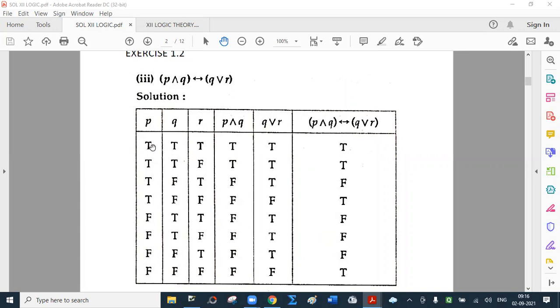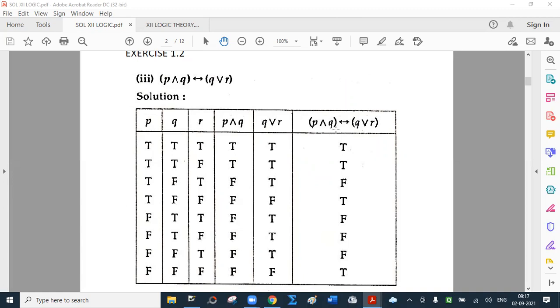Now P and Q as usual, true and true is true, then true and false. Rather this is P and Q, okay? So true and true is true, true and true is true, true and false is false. So in this manner, all 8 truth values are written. Q or R, true. Now when you see first as true, you need not even see the second because this is disjunction. If one of them is true, then also it is true. So false or true, true. So all these 8 truth values are written.